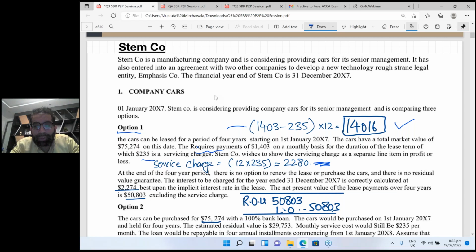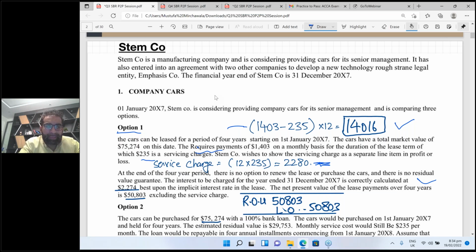STEM company wishes to show the servicing charge as a separate line item in the profit and loss. Okay, good. Service charge is an expense. Yes, you can book it in the P&L. At the end of the 4-year period, still the story is going on. There is no option to renew the lease or purchase the cars. Very good. We don't want this car. And there is no residual value guaranteed. Thank God, no guaranteed residual value. Otherwise, it will be included in the present value of lease payment.